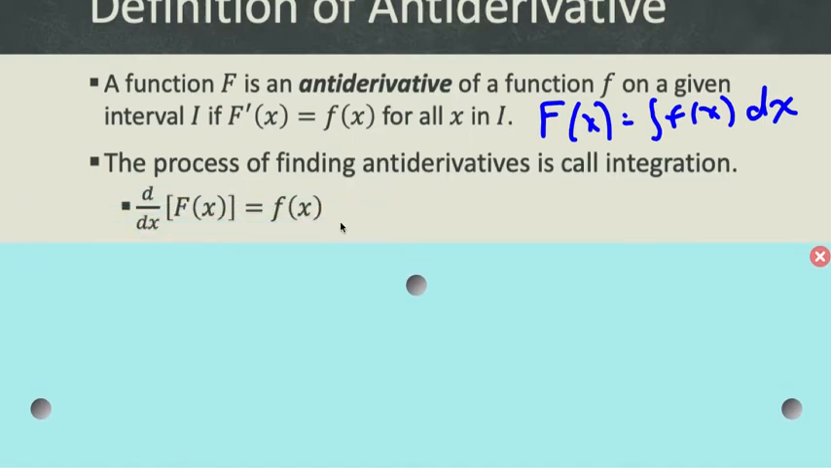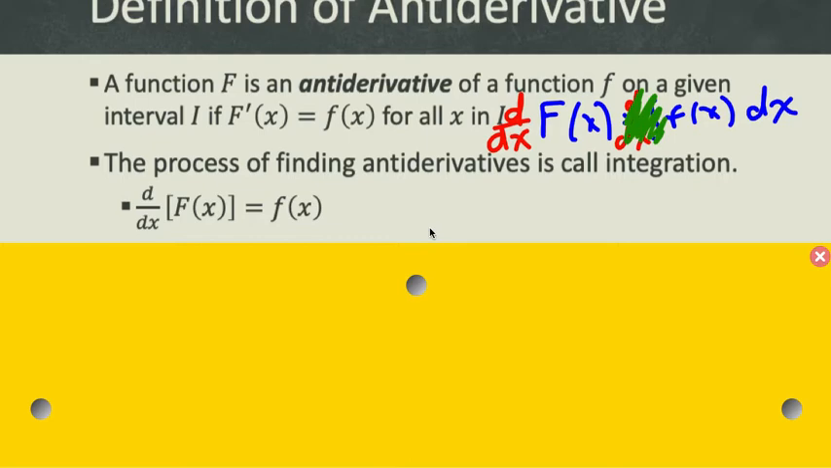Like I said, if we take the derivative of that capital F of x, we get f of x. And that's the same thing here. If I take the derivative of both sides, what's going to happen is we end up with the derivative d over dx of f of x, like we have right here. The derivative and the integral cancel each other out because they're inverses. It's like taking the square root of x squared. They're inverses, or like taking e raised to the ln of x or something like that. They're inverses, so they cancel each other out.